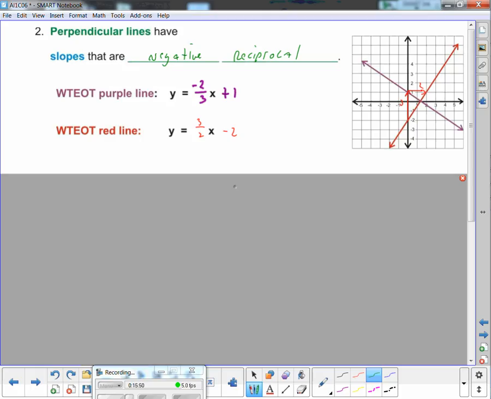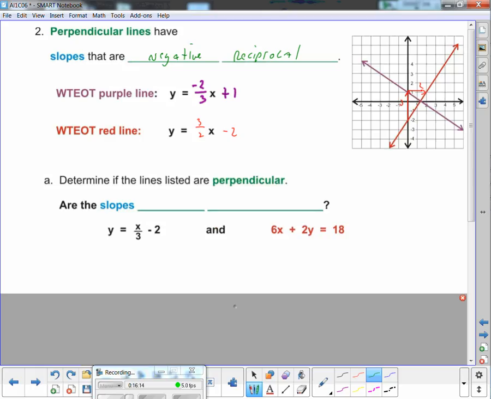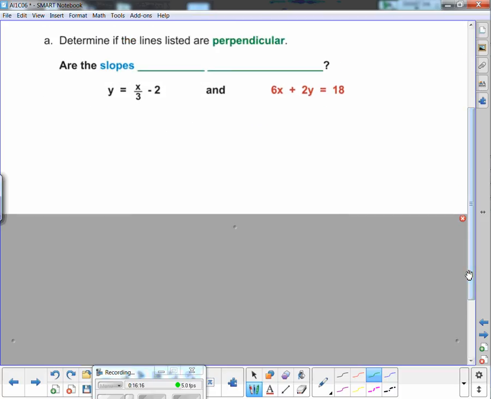If you had a line -2/3, its perpendicular line has to be the negative of it, negative and negative is positive, and then again flip it, 3 over 2. So negative reciprocals. But again, the easy way for the negative part is one's positive, one's negative, and the numbers are reciprocals. Fraction is reciprocals. Those are perpendicular lines every single time. Negative reciprocals. Okay, so again, we're asked to determine, are these lines perpendicular?